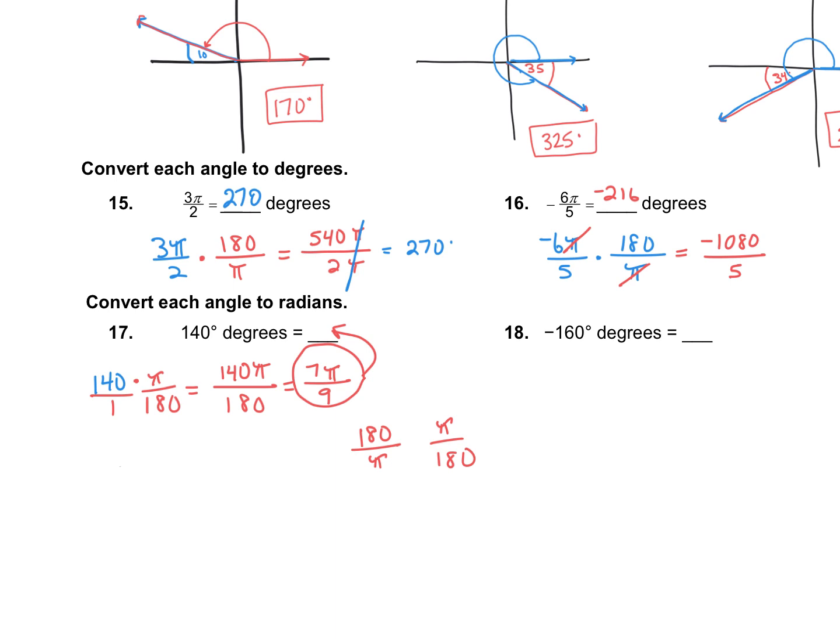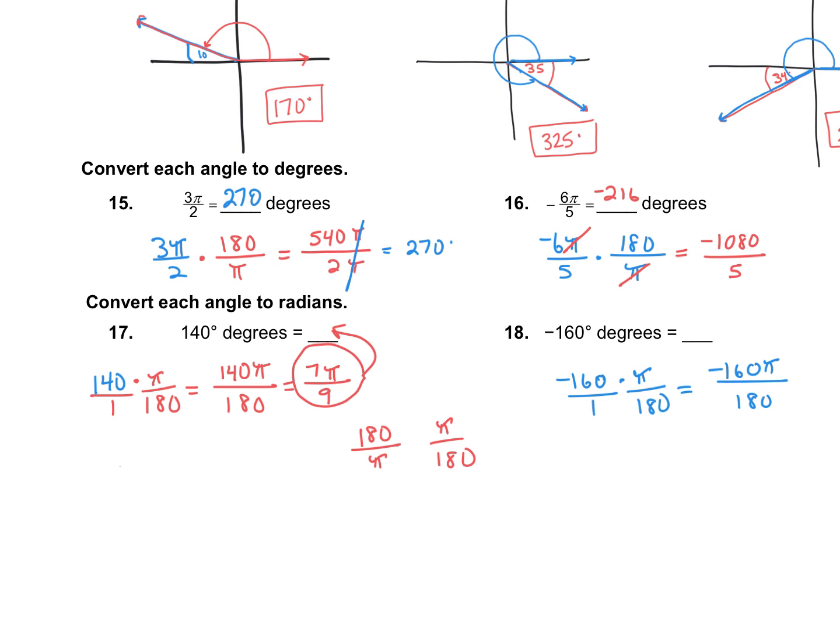All right, our next one we have negative 160 degrees. We need to multiply it by our conversion fraction that will give us a pi in the numerator to get us into radians. So that's pi over 180. Let's put this over 1, multiply straight across. You have negative 160 pi over 180. This is something we could reduce with a calculator. Sometimes, though, it's just nice to have little tricks up your sleeve.